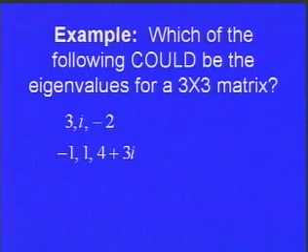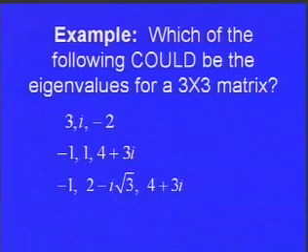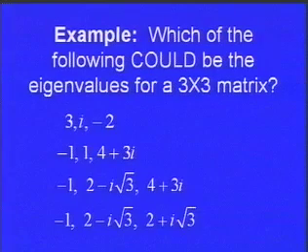All right, so choice 1 was the 3i and negative 2. Choice 2 is the negative 1, 1, and 4 plus 3i. Then I have negative 1, 2 minus i root 3, and 4 plus 3i. Then the fourth choice is negative 1, 2 minus i root 3, and 2 plus i root 3. Okay, going back to choice 1, I had 3i and negative 2. We just said that complex eigenvalues have to occur in conjugate pairs. Well, here I see an i, but I don't see a negative i. So that means that that first choice is gone.